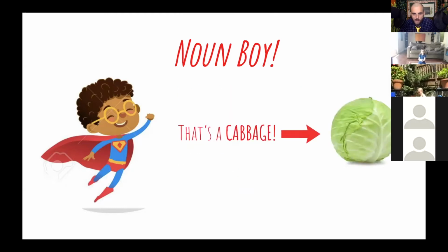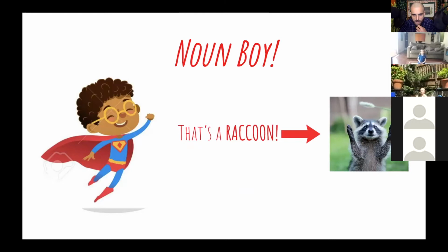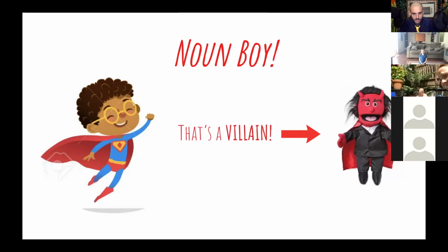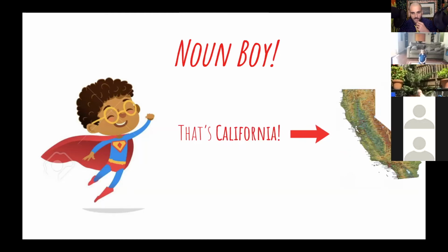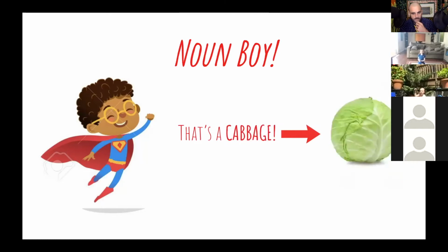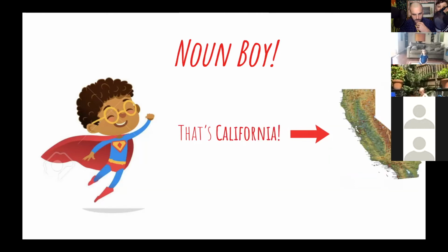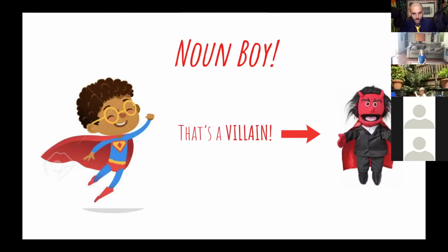All right. That is a cabbage, right? That's a cabbage. And that is a raccoon. And that is California, very good. And that is the villain. Very good. That's a villain. That's California. That's a raccoon. That's a cabbage. These are all nouns that Noun Boy can name because they are places or people or things, or animals, right.